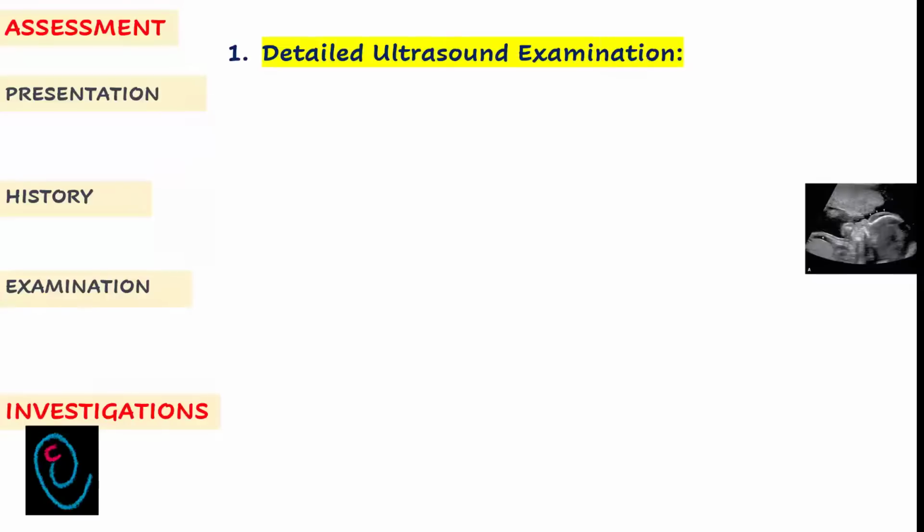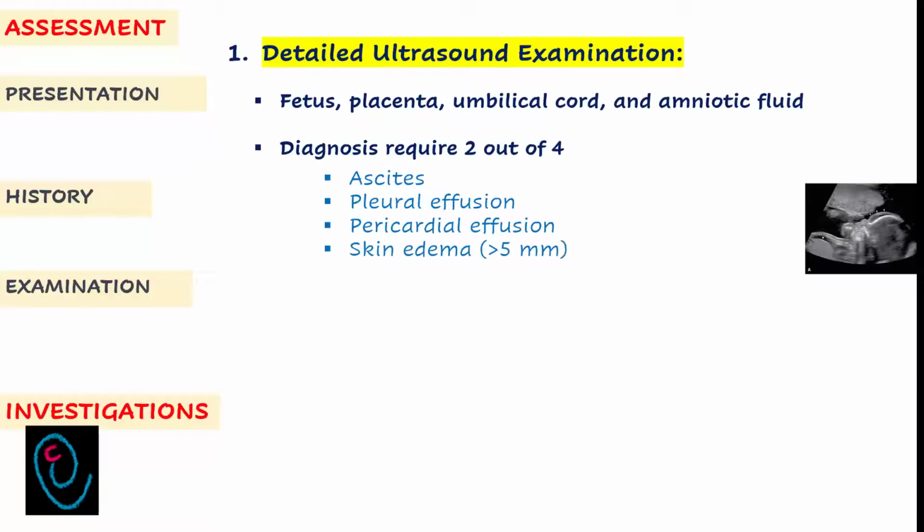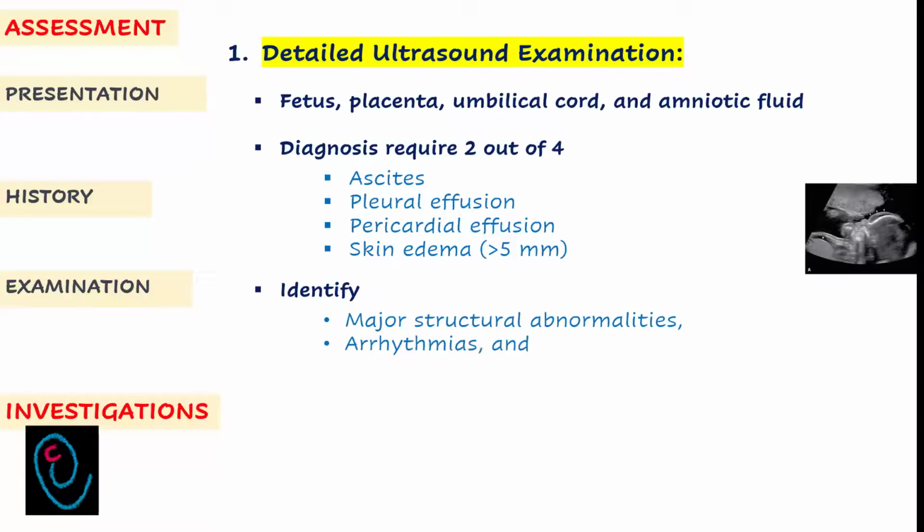Investigations include detailed ultrasound examination. This includes thorough assessment of the fetus, placenta, umbilical cord, and amniotic fluid. Diagnosis requires 2 out of 4, as we said. This includes ascites, pleural effusion, pericardial effusion, or skin edema. It also identifies major structural abnormalities, fetal cardiac arrhythmia, and twin-to-twin transfusion syndrome.